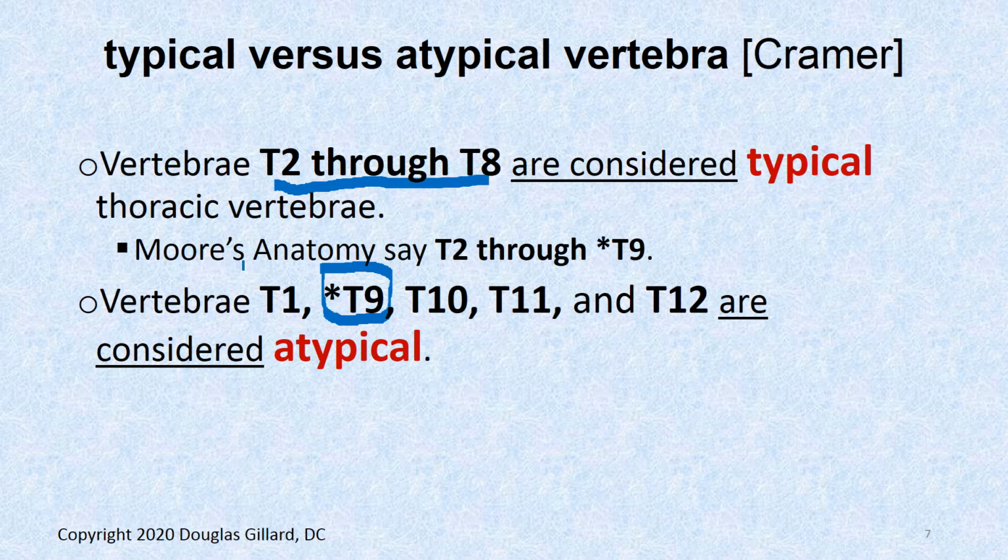But nevertheless, I always check all the board books, and Moore's adds T9 in there. So that's a board book. Cramer does not include T9. So I don't really know what to do. I'll probably stay away from that question. How about that?